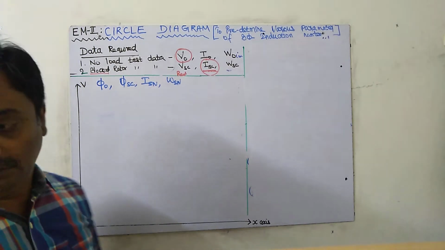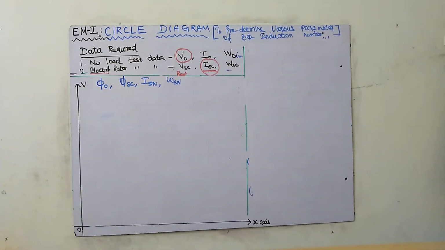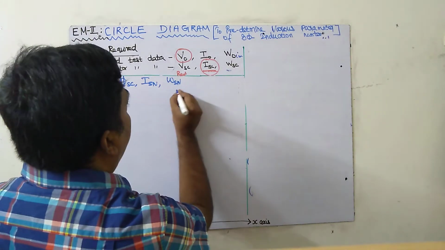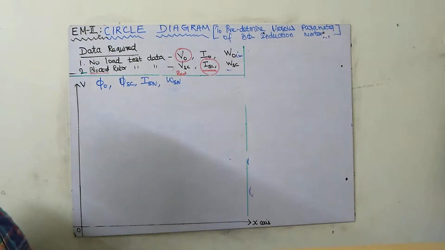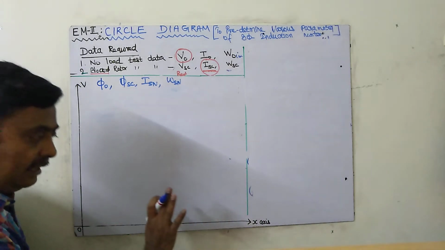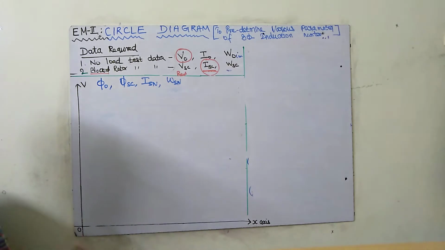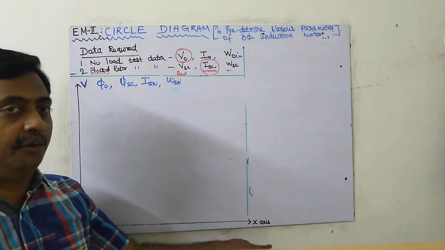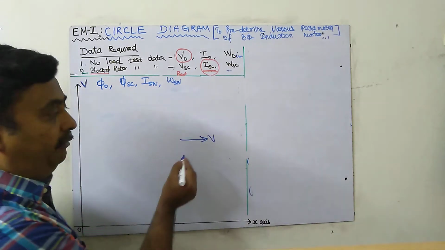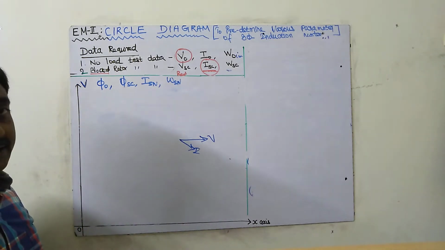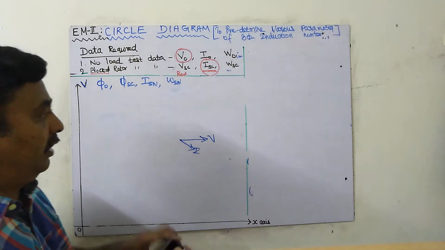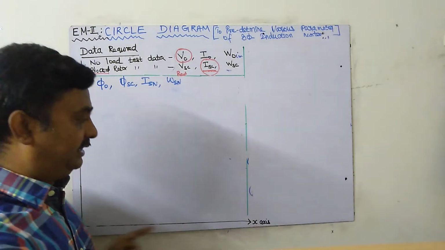Next, we have to draw I naught. The y-axis we have drawn is called the voltage line. Normally we take the x-axis as the reference for voltage, and the remaining current we draw as a lagging power factor. But here we are taking the y-axis as the voltage axis. And the x-axis is just the x-axis, nothing special about it.